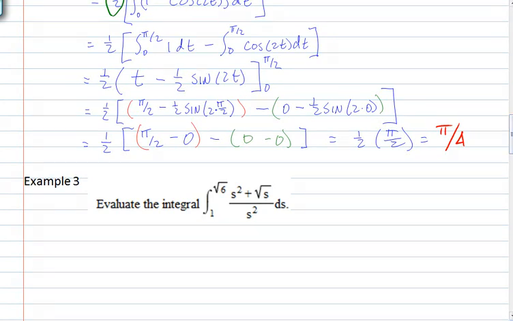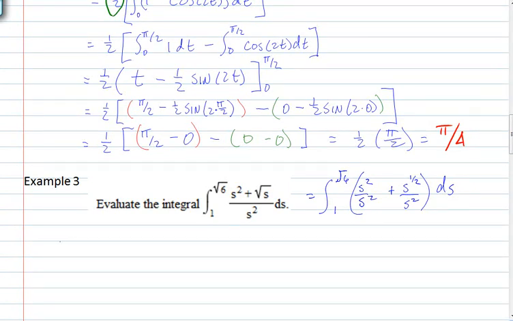So we're going to rewrite this as the integral from 1 to the square root of 6 of, distribute that denominator. It's going to be s squared over s squared plus s to the 1/2 over s squared ds. All I did was I distributed the denominator. You're allowed to do that. When you add fractions, if you have a common denominator, you just combine the numerators. Well, I'm undoing that adding of the fractions.